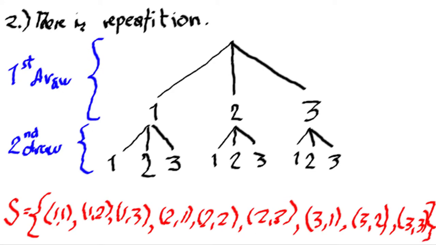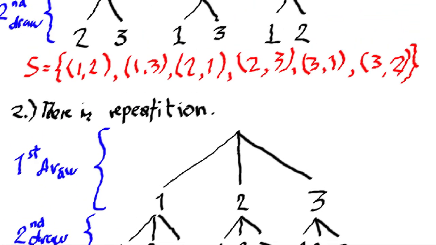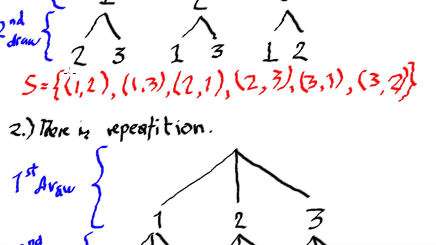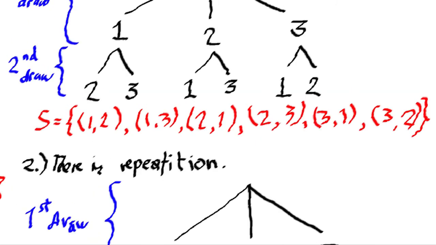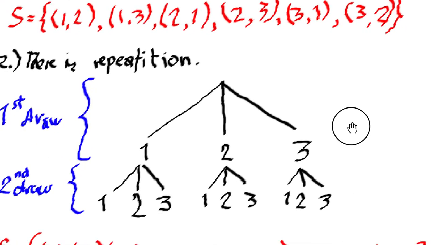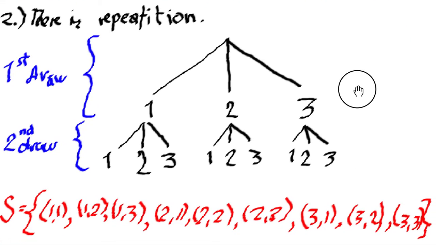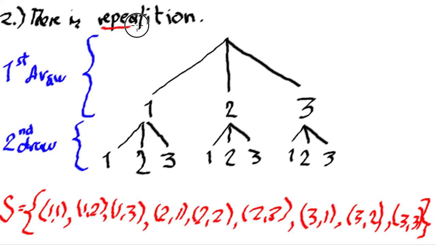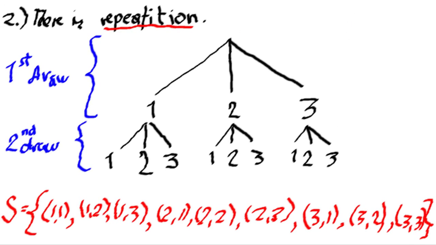Because we allow repetitions, the only difference of this answer to number one's answer is that there's no repetition in number 1. As you can clearly see, we have 1 2, 1 3, 2 1, 2 3, 3 1, 3 2. There's no 1 1, there's no 2 2, there's no 3 3. But here, since repetition is allowed, that is possible. That is a possibility in this scenario.